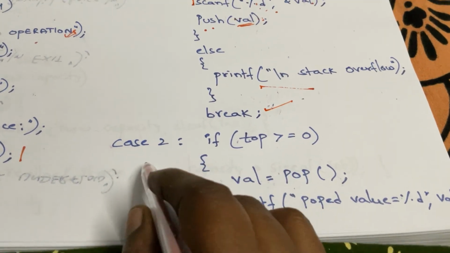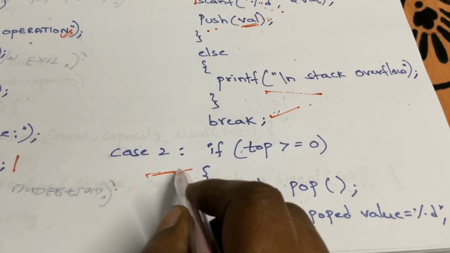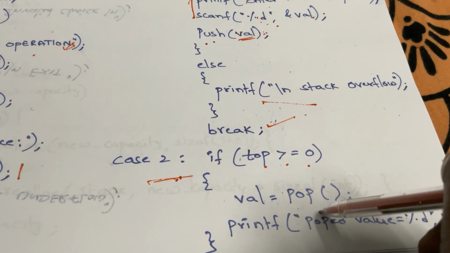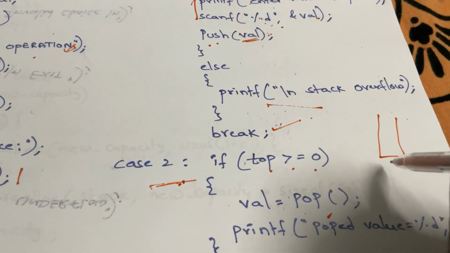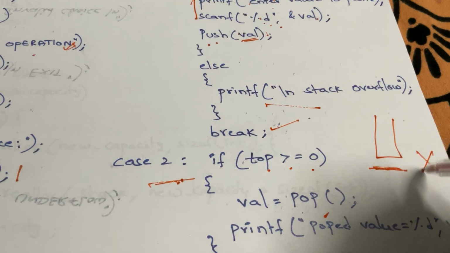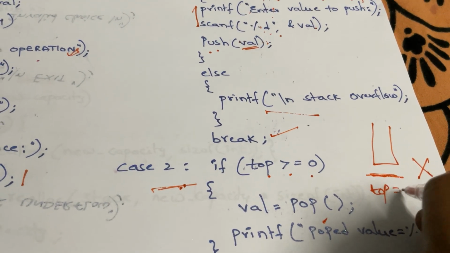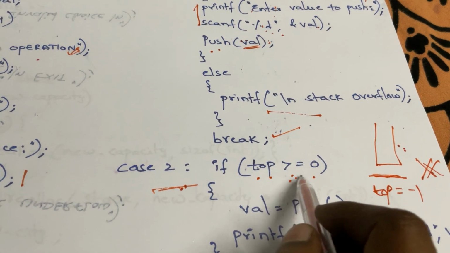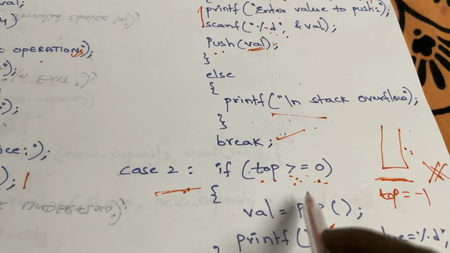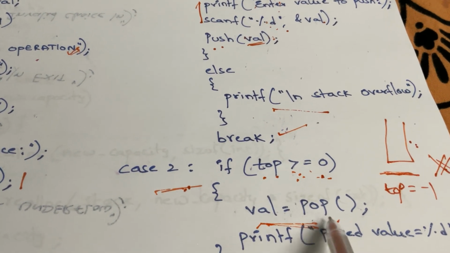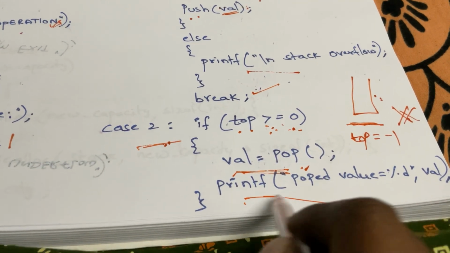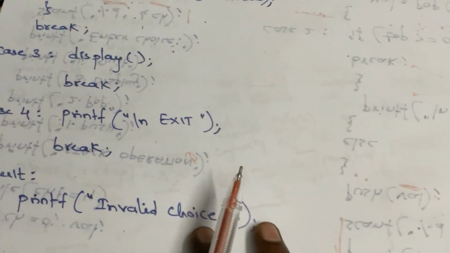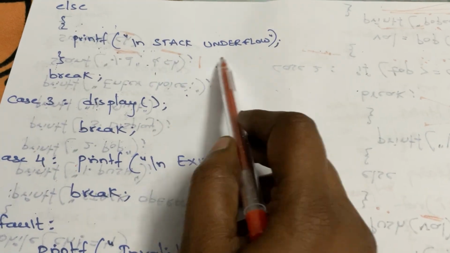Now we'll break the statement and come to case 2. What is case 2? Pop operation. When can I do pop? If top is greater than or equal to 0. Pop always needs at least one element in the stack. When top is equal to -1, pop cannot be done. When top value is -1, that means the stack is empty, no deletion is possible. So when top has some elements, greater than or equal to 0, then I can do pop: value is equal to pop, and you can also display the popped value from the stack. Otherwise I'll print stack underflow and break.